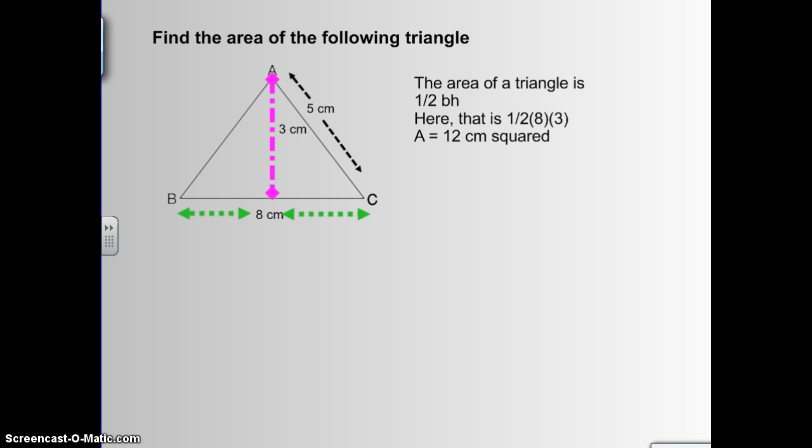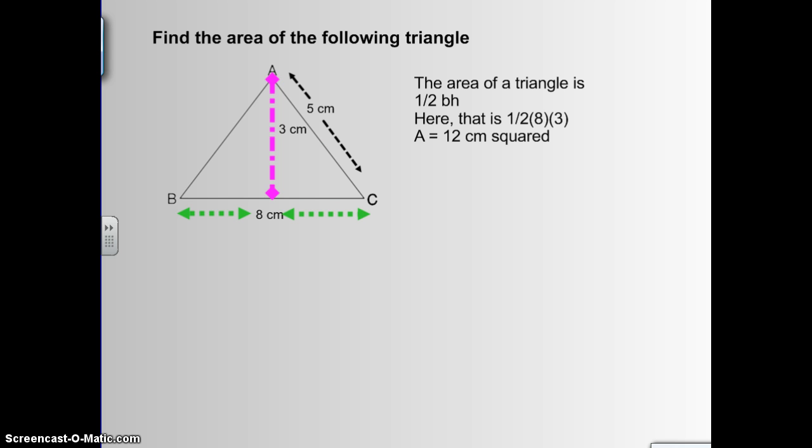So we're going to find the area of this triangle. You can see it's 3 centimeters high. The sides that are coming down, AC and AB, are 5 centimeters, and the base is 8 centimeters. Well, to find the area of a triangle, the length of the sides are really irrelevant. What you want to find is the area, and the area is the base times the height times 1/2.